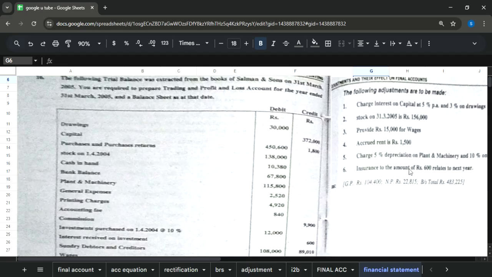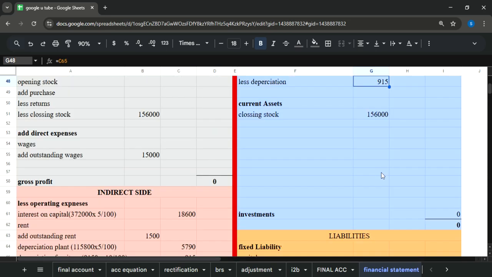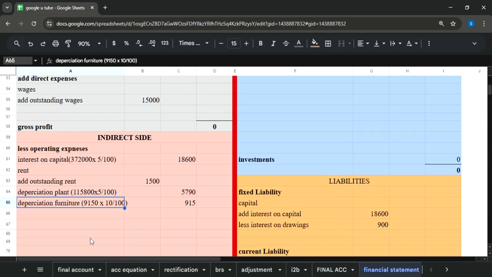Insurance to the amount of rupees 600 relates to next year. So this insurance, when it is related to next year, would be considered as prepaid. So you will go to operating expenses and here you will write insurance.